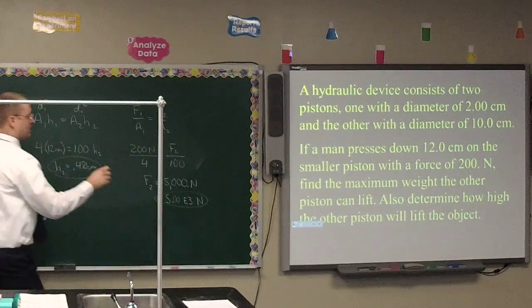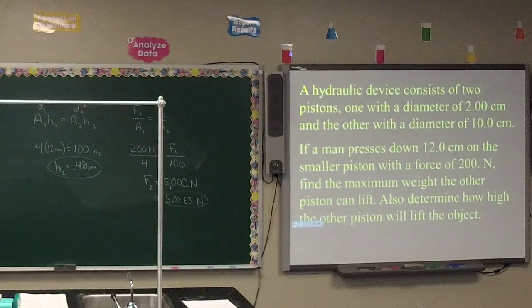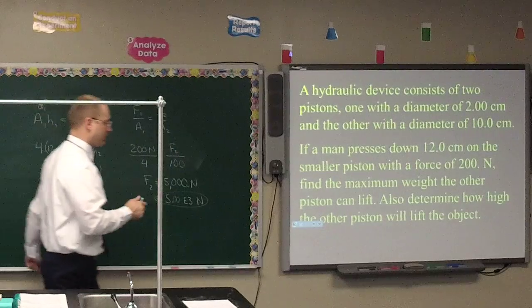So put in 200 newtons, get out 5,000 newtons. Put in 12 centimeters, only get out 0.48 centimeters, and we see the trade-off here. Do we get these 2 answers? Questions on this? All right.